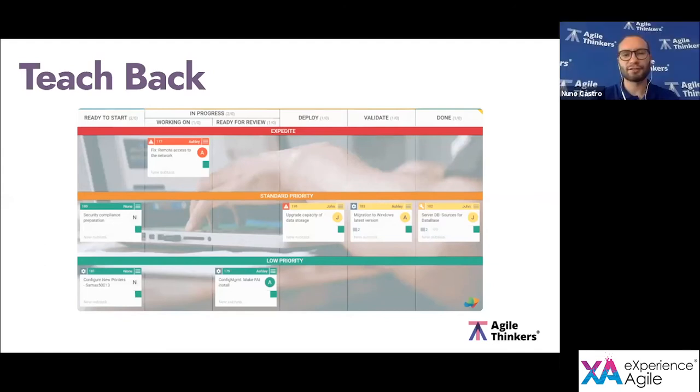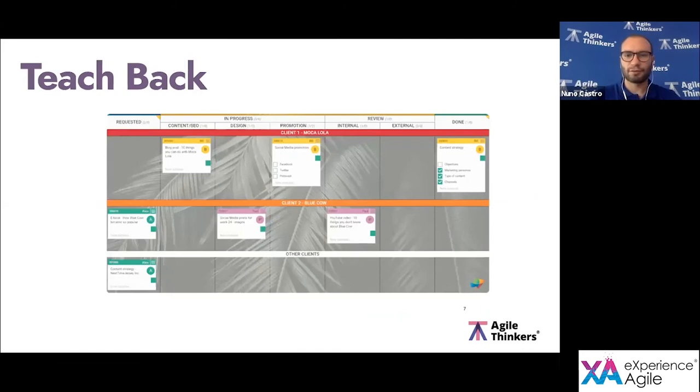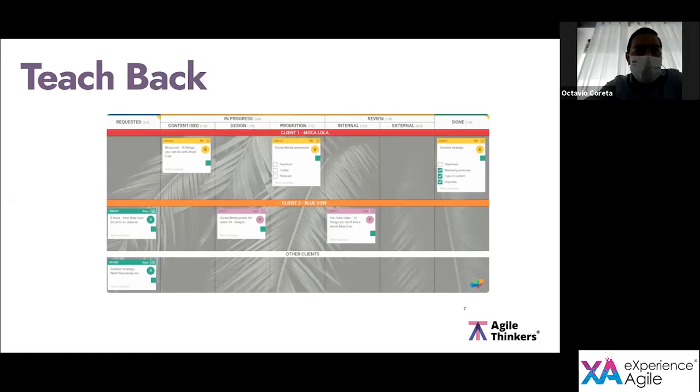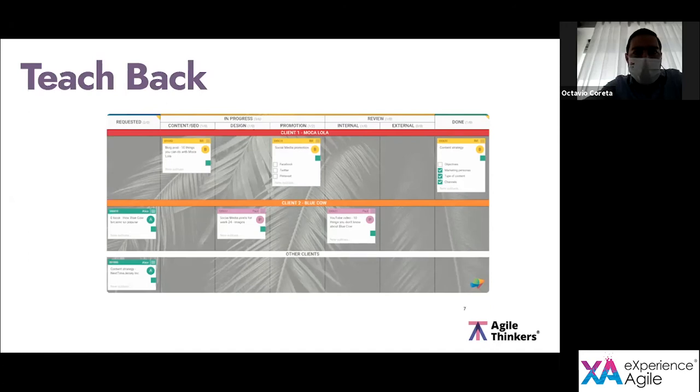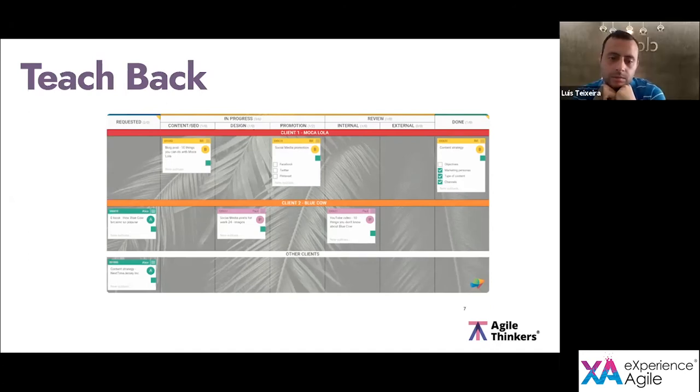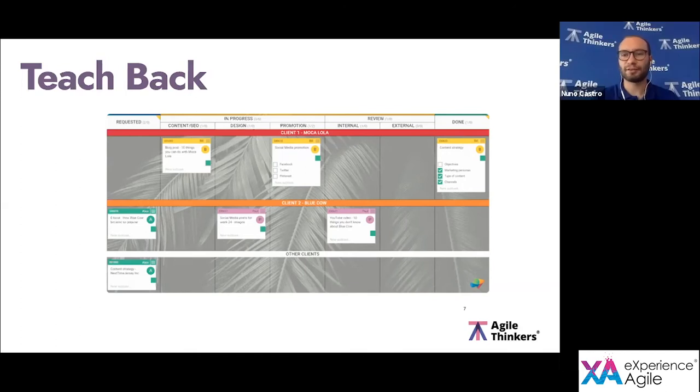Yeah. Okay. You can also use visualization, for example, with lanes with priorities. Expedite something that is top priority, an error in production. I need to fix it right away. Then standard priority. Then low priority, another way of doing visualization. And for example, in this case, what did this team decide to do? Put tasks that could be checked when it's done. Okay, checklists. More, three flows, or three clients. Okay, so they decided to split the flow by clients. Okay, well done.